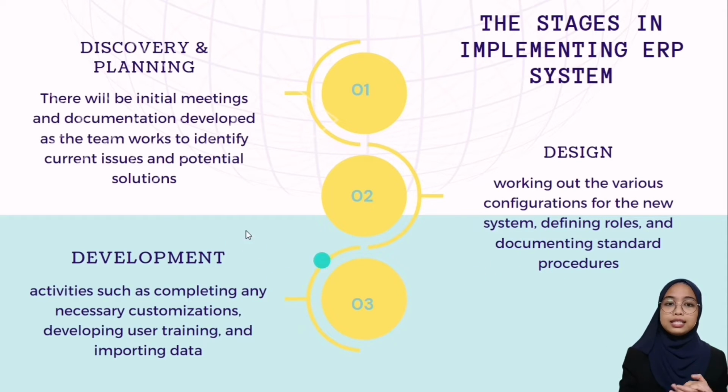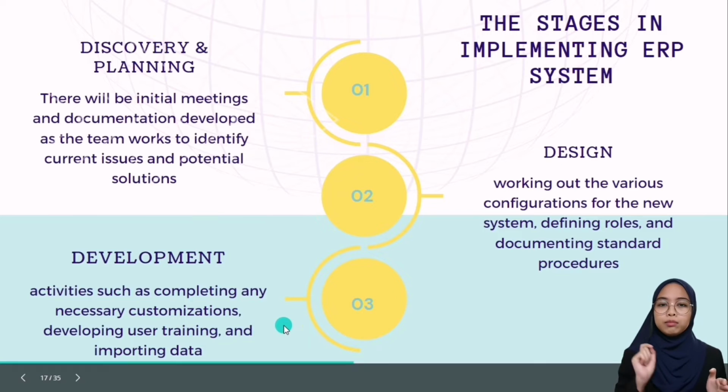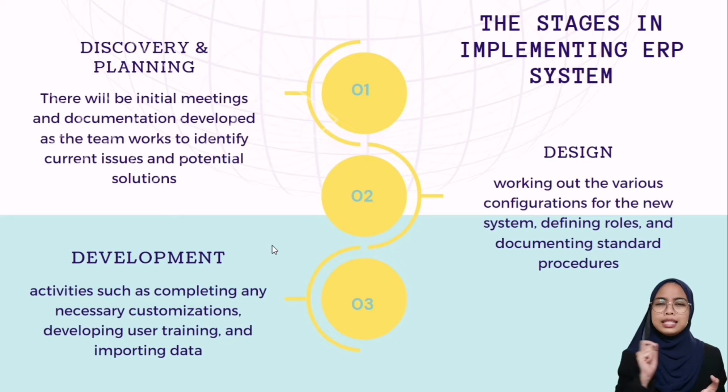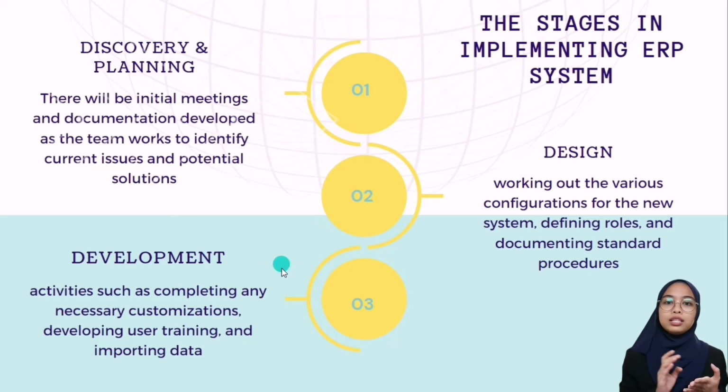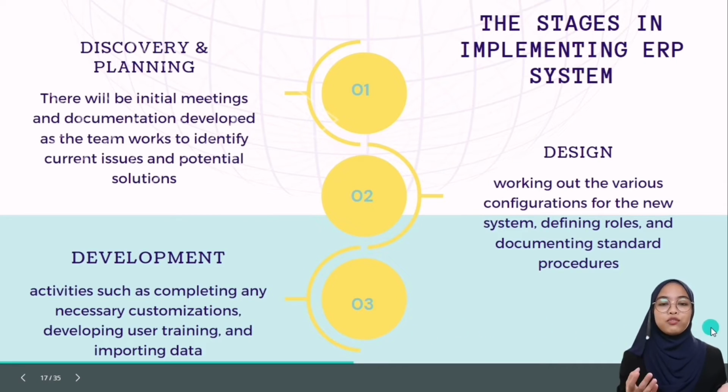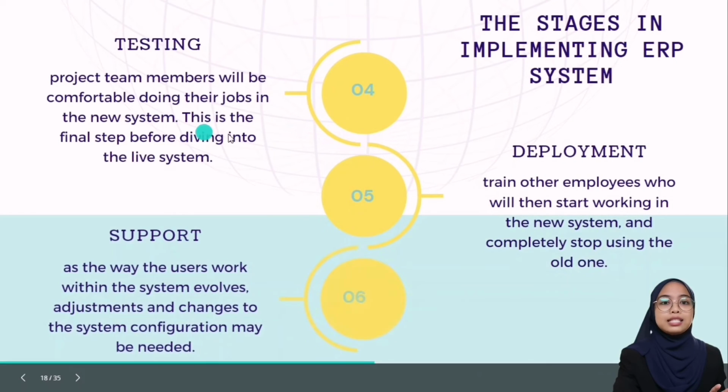The third stage is development. The purpose of the development phase is to prepare the entire system for going live. These include activities such as completing any necessary customization, developing user training, and importing data, with ERP implementation like any custom software development project. And the fourth stage is testing.